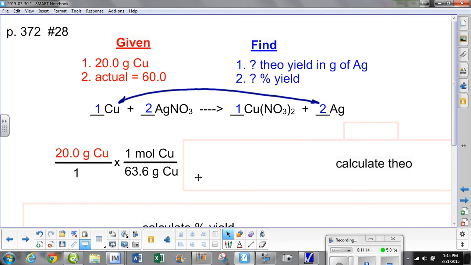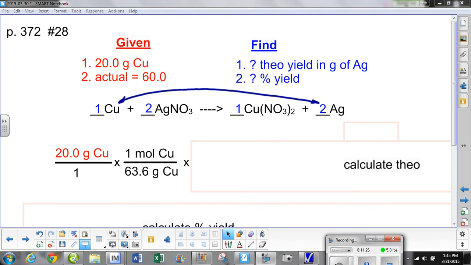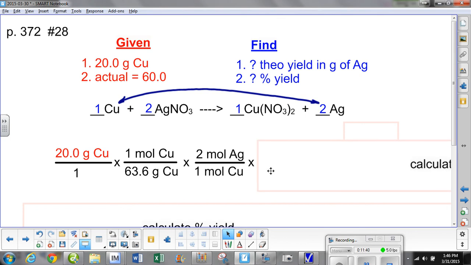Yura, what do you have in the next fraction? This will be the mole ratio. Is Yura not here? Yura? 2 moles of silver over. Very good. Right out of this mole ratio that we established up here. Okay, so that's what we should look like.